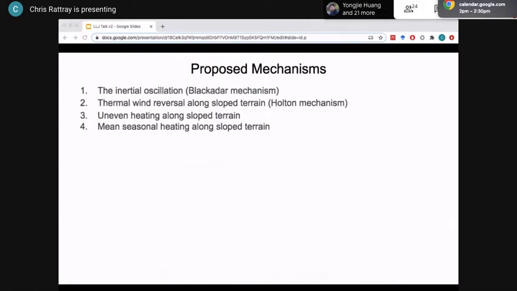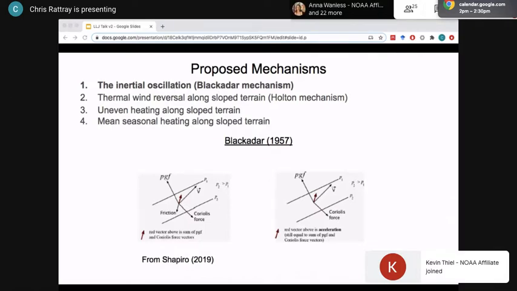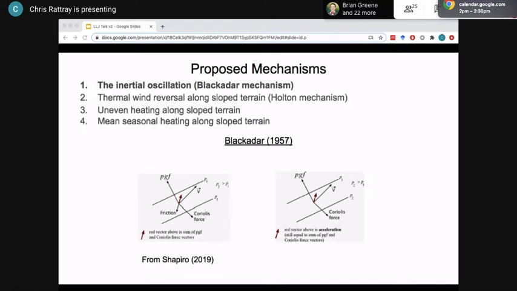Here are four commonly used mechanisms to explain how jets form by boundary layer processes. First, the inertial oscillation, or IO, mechanism. This occurs when daytime heating shuts down and mixing ceases in the boundary layer, causing a disruption to the force balances, resulting in the wind vector undergoing oscillation around the geostrophic wind vector.